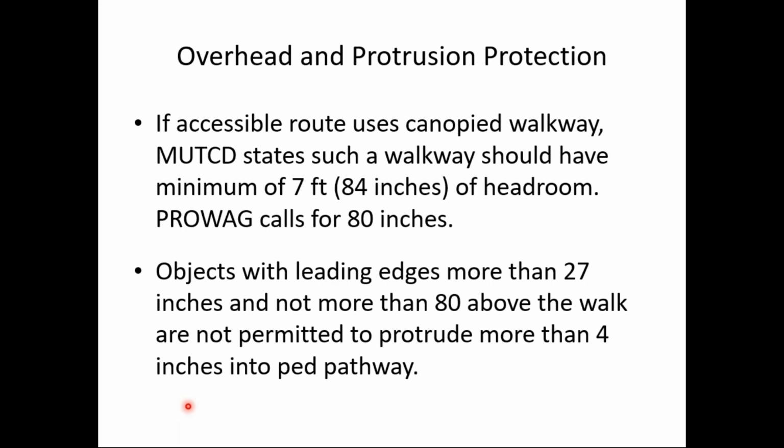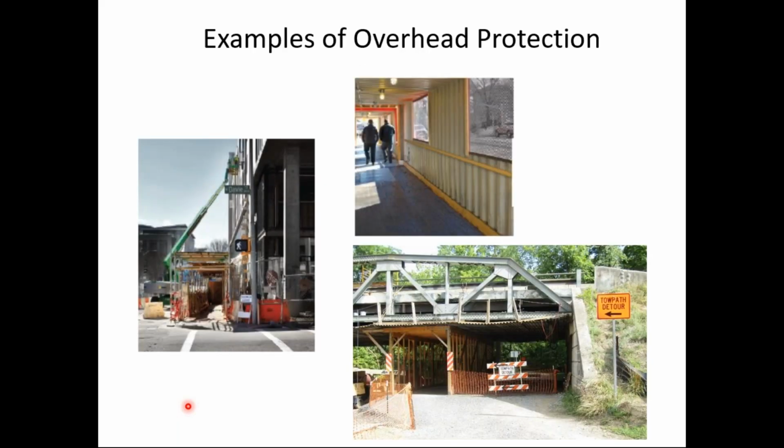And here's a case where you do get some differences between the MUTCD and PROWAG. Those of you familiar with MUTCD know that they talk about signs in urban areas, pedestrian areas, having a minimum of 7 feet between the sidewalk or the ground and the bottom of the sign. And so that same rule would apply for overhead protection. PROWAG says 80 inches. And again, keep in mind, especially when you're leading pedestrians under these canopies and things, keep in mind the protruding object requirements we talked about. And here are some examples.